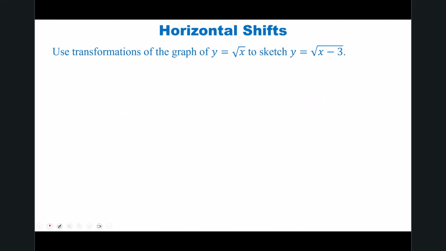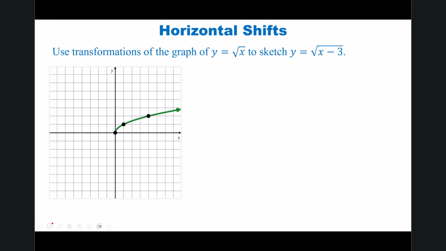Let's look at horizontal shifts. Let's use transformations of the graph of y equals square root of x to sketch y equals square root of x minus 3. This time the minus 3 is inside the square root, so we're changing the x coordinates. To see how this might transform on the graph, let's think about this point 0, 0. Here our y coordinate is 0. What would x have to be in the equation y equals square root of x minus 3 to get that same y coordinate? If I were to substitute 3 for x, I would get the square root of 0, or 0. So x would have to be 3 to get that same y coordinate of 0.